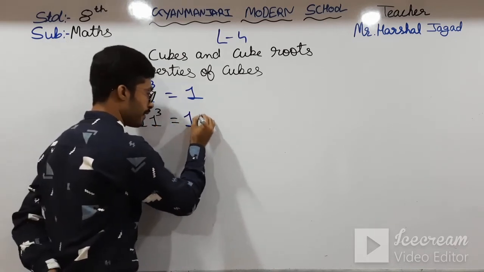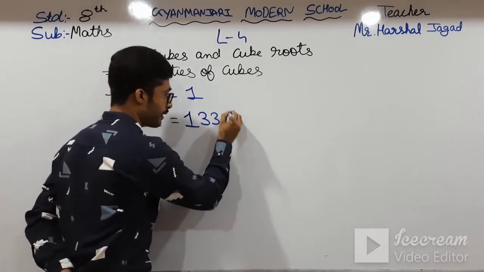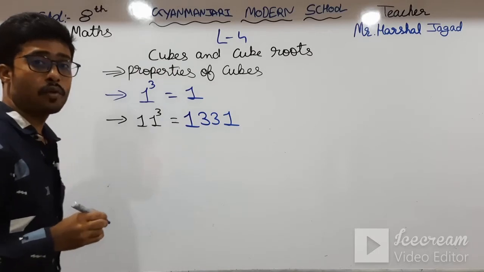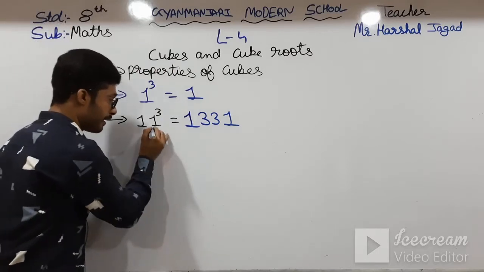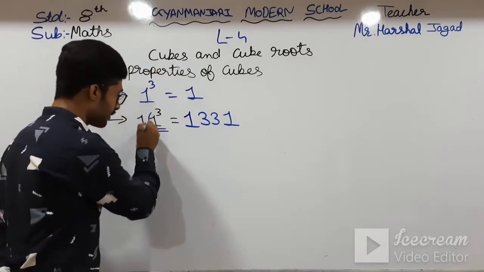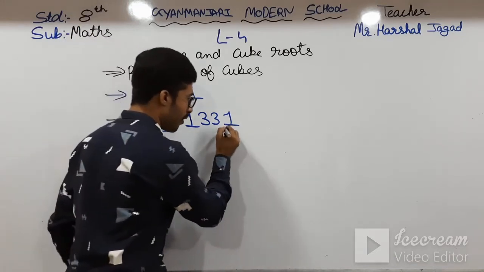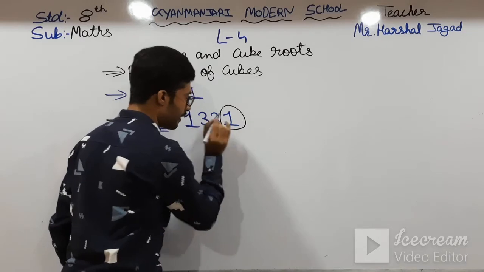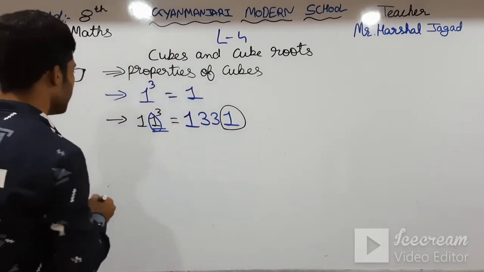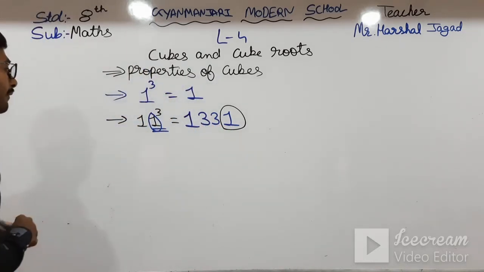1, 3, 3, 1. This is the cube of 11. Here in the unit place there is 1. So in this cube also the unit place will be 1 only. Okay students, next is 21.